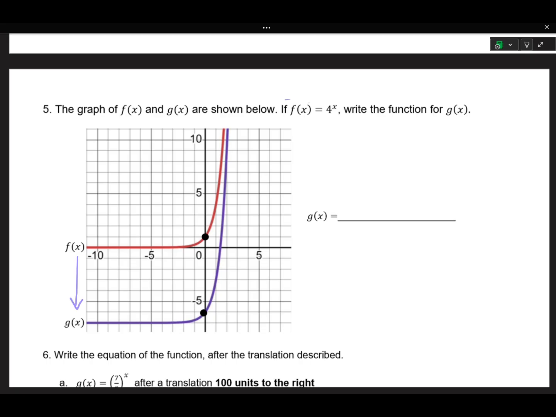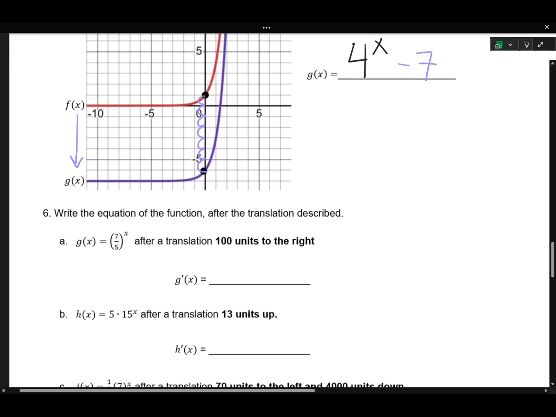I'm moving down. Okay, that's good to know. How many am I moving down? Well, let's count. I'm moving down 1, 2, 3, 4, 5, 6, 7. I'm moving down 7 spots. Down is subtracting, so g of x is going to be 4 to the power of x, which was the original function, and then minus 7 on the outside.